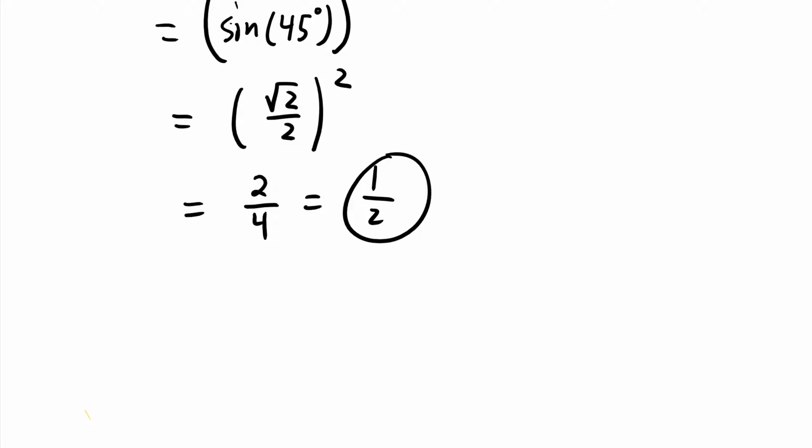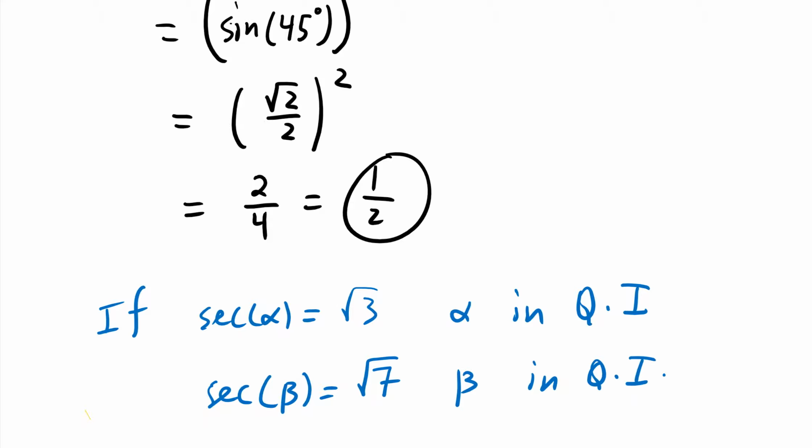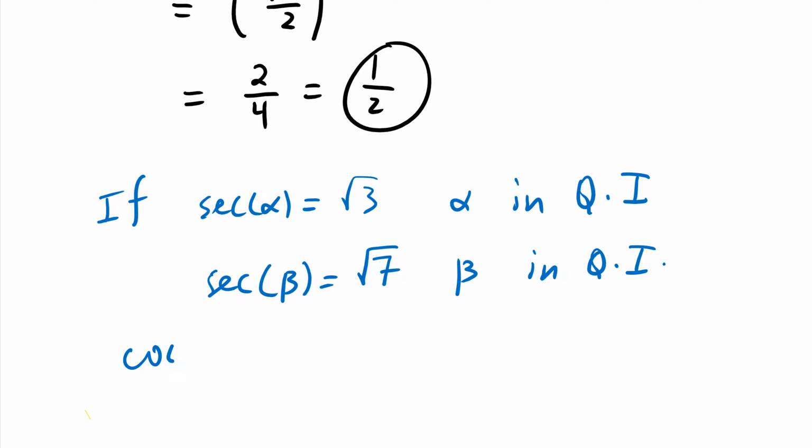One question most teachers like to give: let's say they give us secant alpha is square root of 3, alpha in quadrant 1, secant beta is square root of 7, beta in quadrant 1. They ask us to find cosine of alpha minus beta.